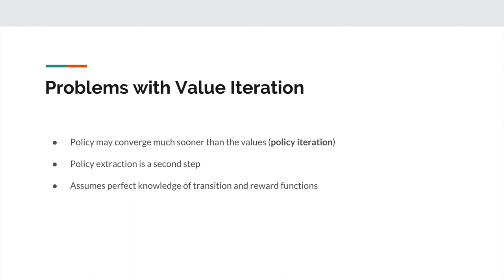Another issue is that the policy may converge sooner than the actual values. What I mean by that is we might know which path to take. The path to take to get to the maximum reward might not change for hundreds of iterations, but the values are still changing just a little bit. So we haven't quite converged yet, and that's also not too good. It's again being kind of wasteful of our resources.